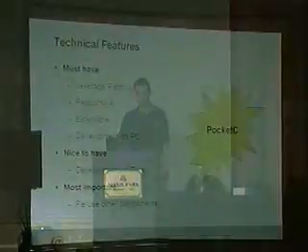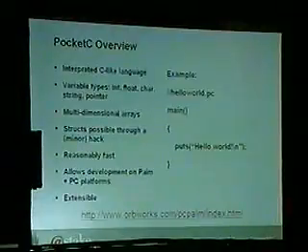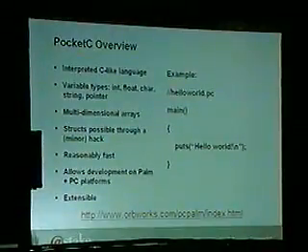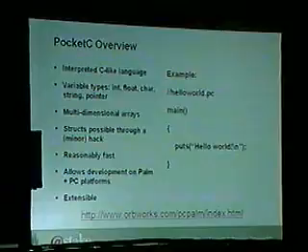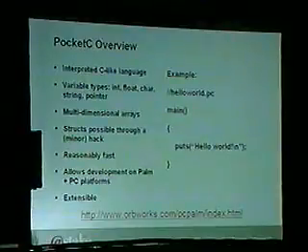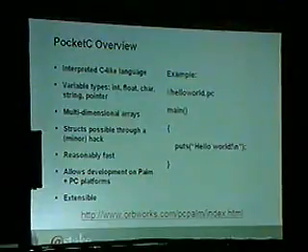Finally, I chose Pocket C. I'll tell you why. Pocket C is an interpreted C-like language. C-like is good, because a lot of us program in C, and it's pretty accessible. It does all the memory management for strings and stuff for you. It allows you to do multi-dimensional arrays through a little bit of a hack. You can do structs as well with a minor hack.